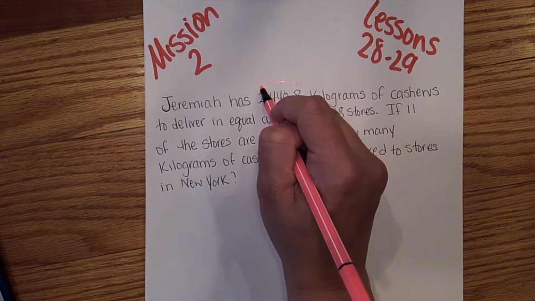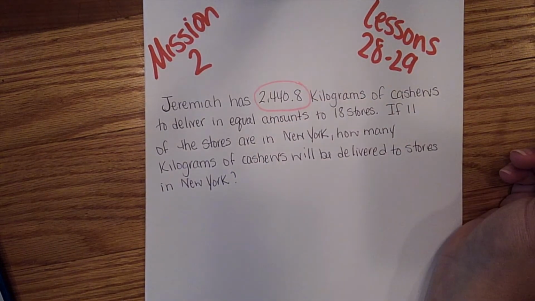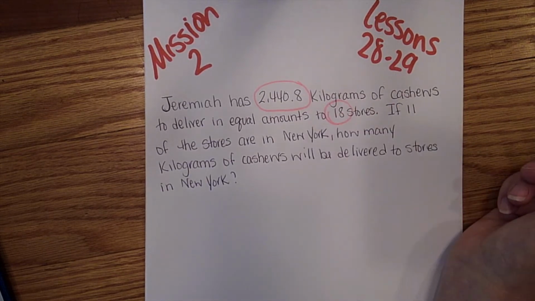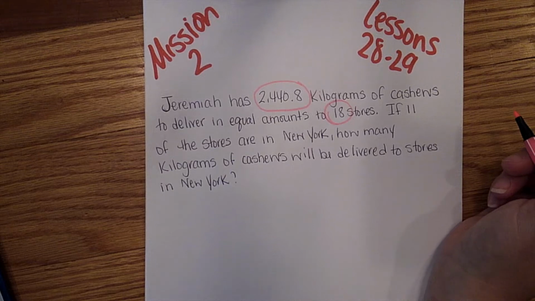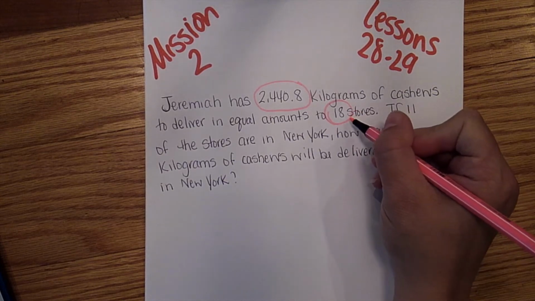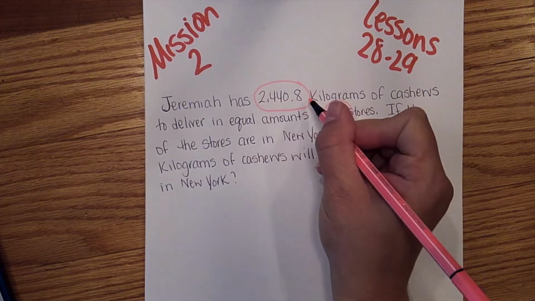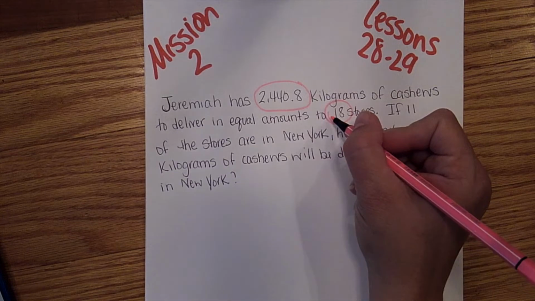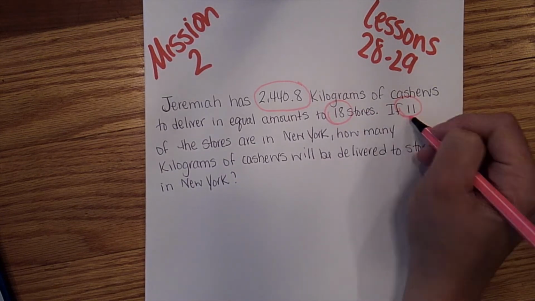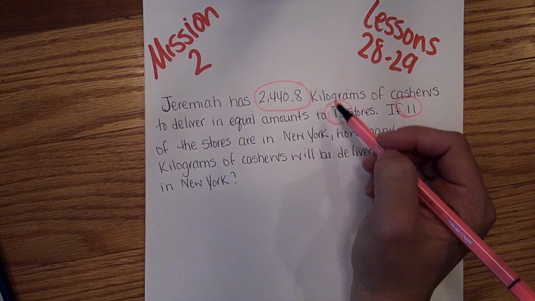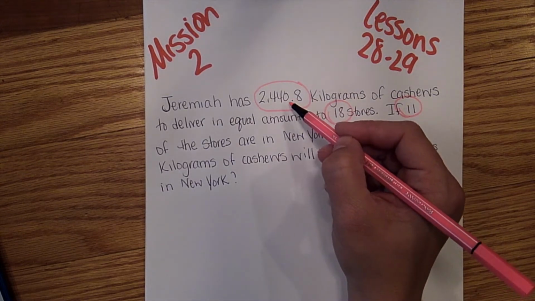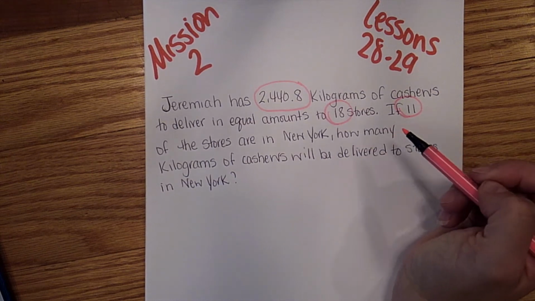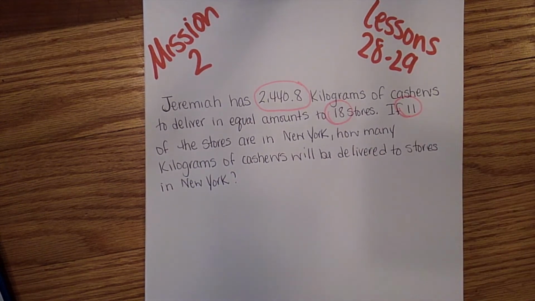So let's look to see what we have. I see that I have 2,440 and 8 tenths kilograms. He's going to bring that to 18 stores. So he's going to fair share. He's going to give 18 stores their fair share of 2,440 and 8 tenths. That's division. So I know that something is happening with these numbers. 11 of those 18 stores are in New York. So of what he gives each store, 11 stores are in New York. We need to know how much will he deliver to all of his stores in New York.